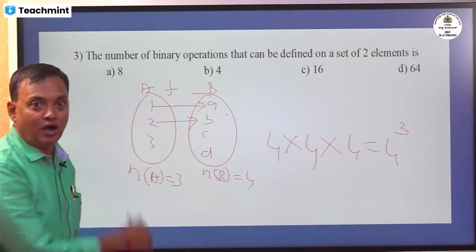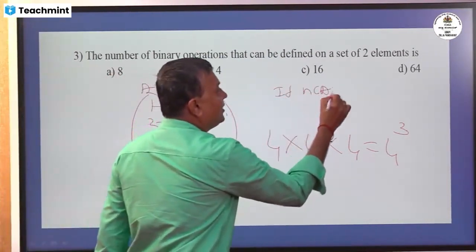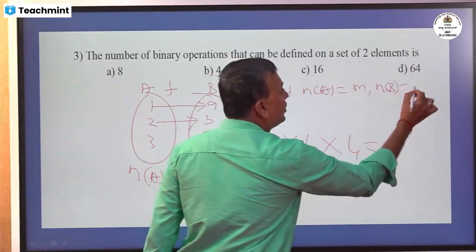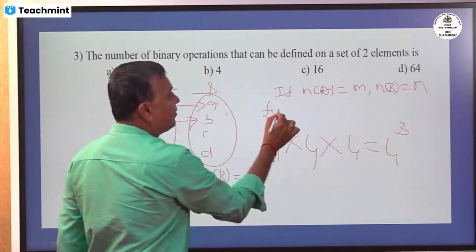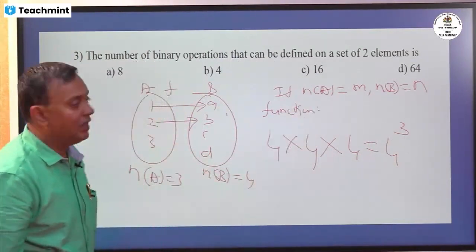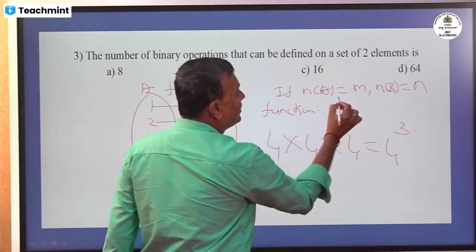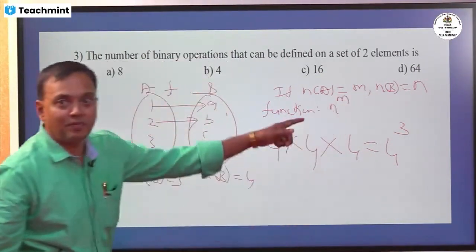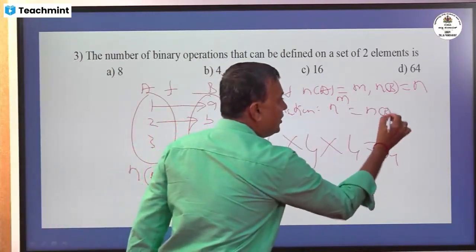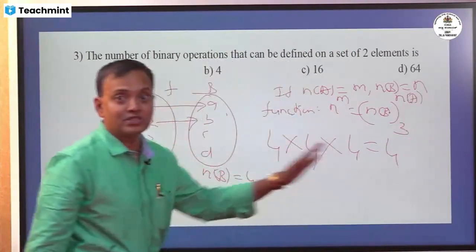Similarly, if n of A is equal to m elements, n of B is equal to n elements, then number of functions, important, number of functions n to the power m. Correct? N to the power m, that is n of B whole to the power n of A. This much of functions possible.